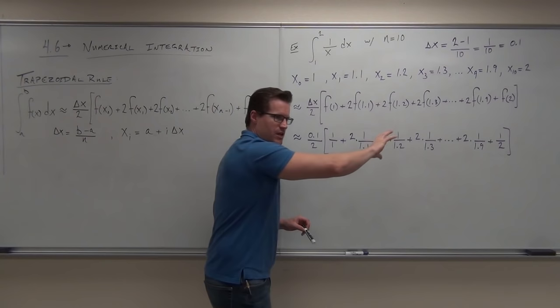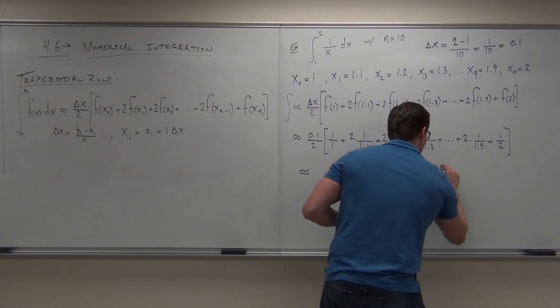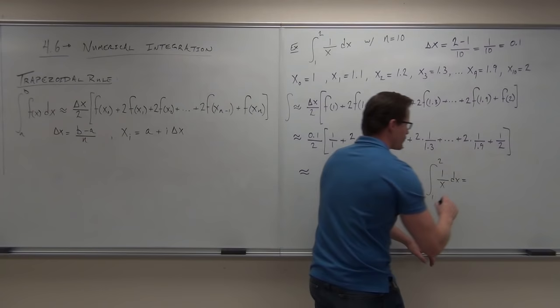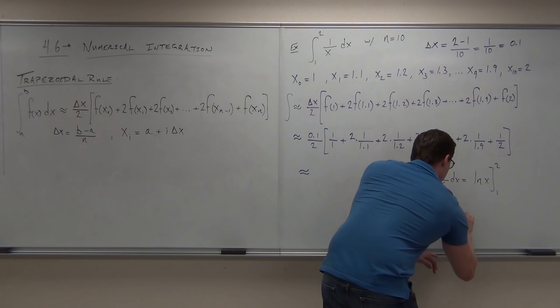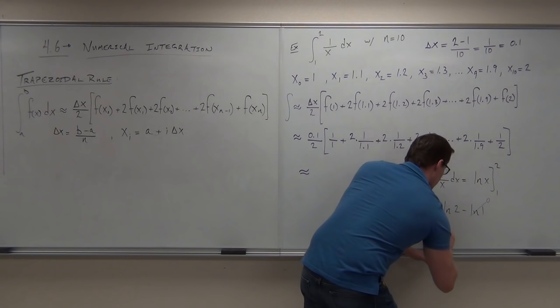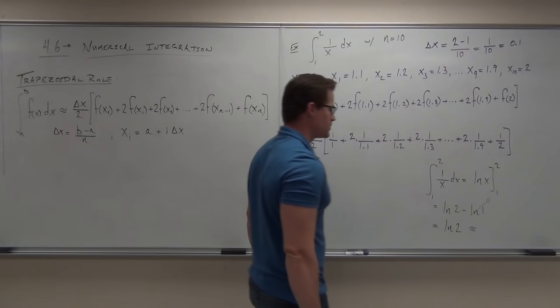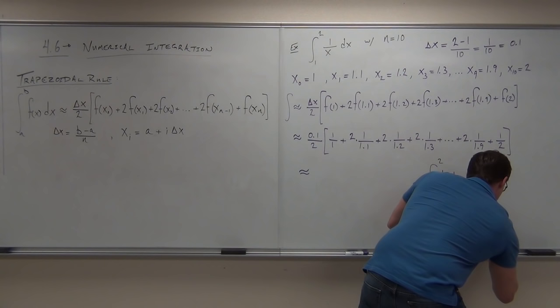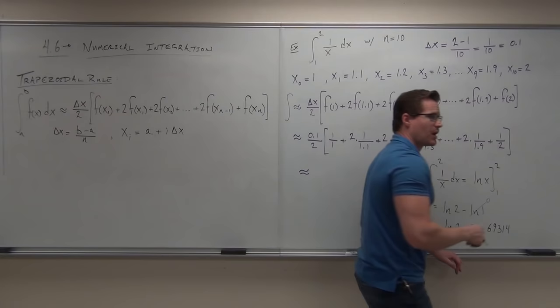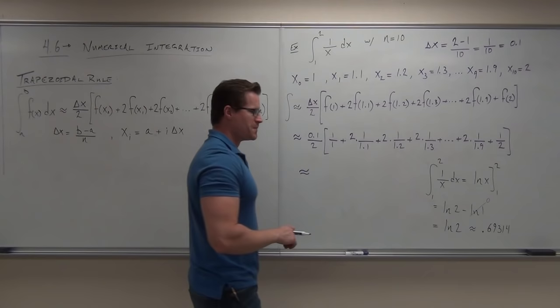But if we were to do the integral with what we know now, we know the integral of 1 over x is ln x, and we would evaluate that from 1 to 2. That's ln of 2 minus ln of 1. Well, ln of 1 is 0, so we get ln of 2. And ln of 2 is about equal to, someone who's not working on this, can you tell me what ln of 2 is about equal to? 0.69314. It keeps on going because it's an irrational number. It goes on forever without ever repeating.